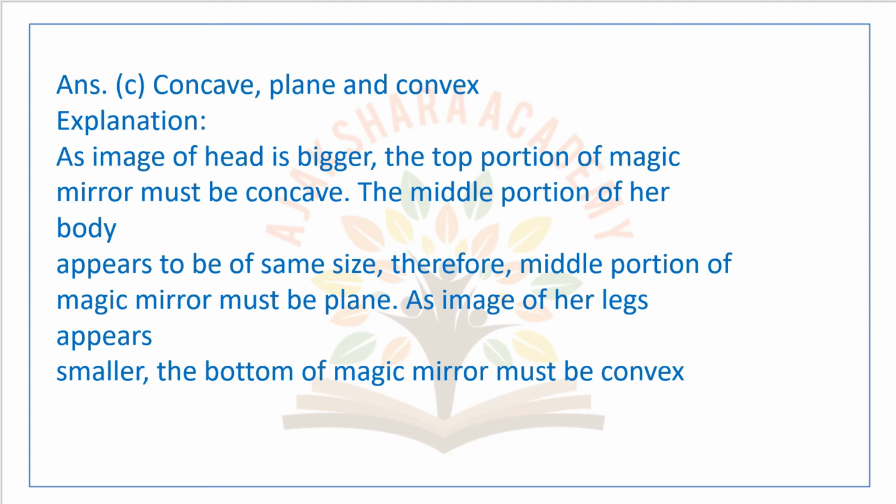Okay, first should use concave, plane and convex. Concave mirror to see the head bigger, that is the top portion, and for the middle portion of the same size we should use a plane mirror, and the bottom of this magic mirror must be convex, because her legs appear smaller. So the arrangement of this magic mirror is concave, plane and convex. Okay, next.